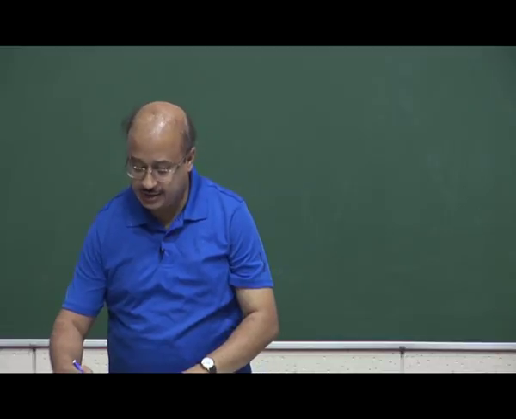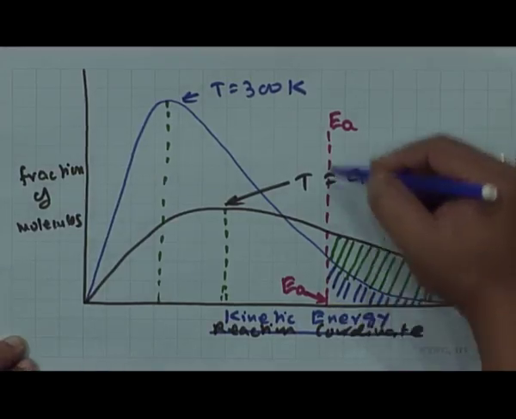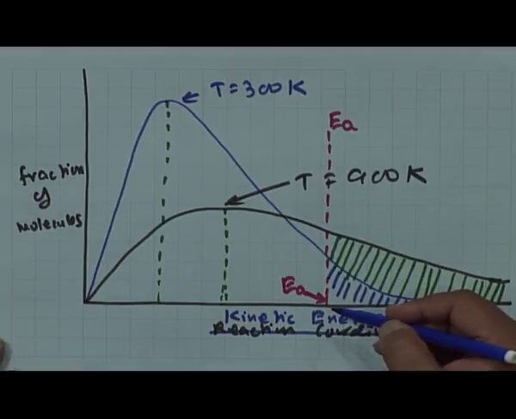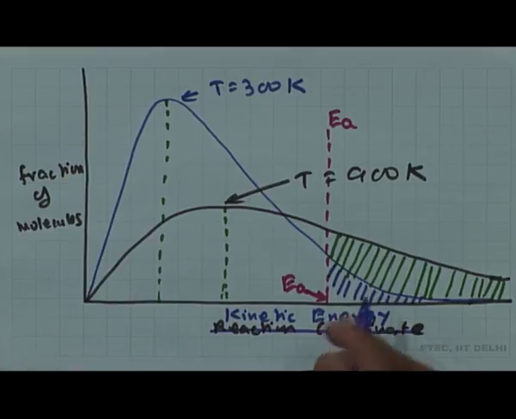So, if you say that this is EA and that EA is constant, and you just draw a vertical line parallel to the y axis, what you see is at the lower temperature, 300 Kelvin, this blue shaded region tells you the fraction of molecules having energy in excess of EA. If these molecules have energy in excess of EA, then what is going to happen? They are going to readily go over to the product side, because they already have the energy which is close to EA or more.